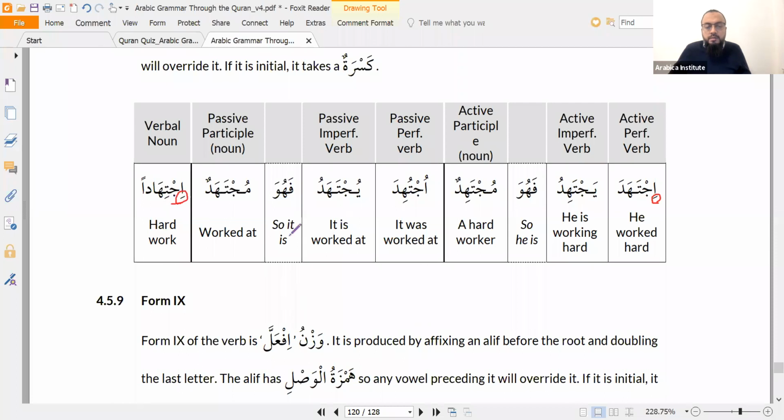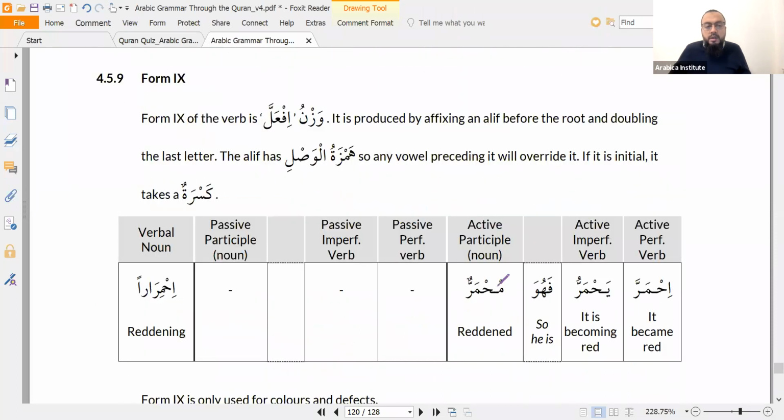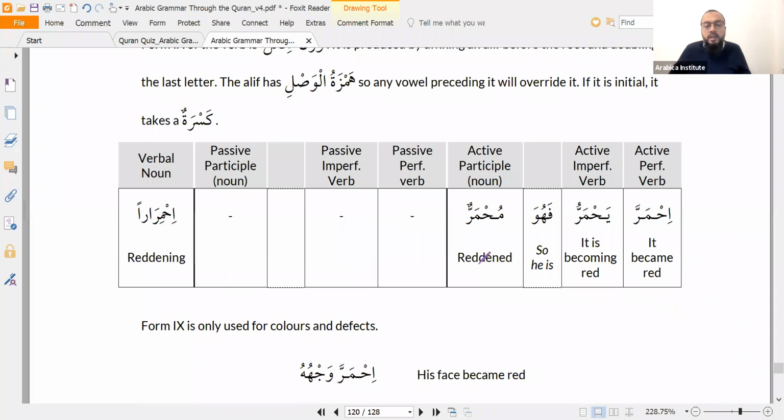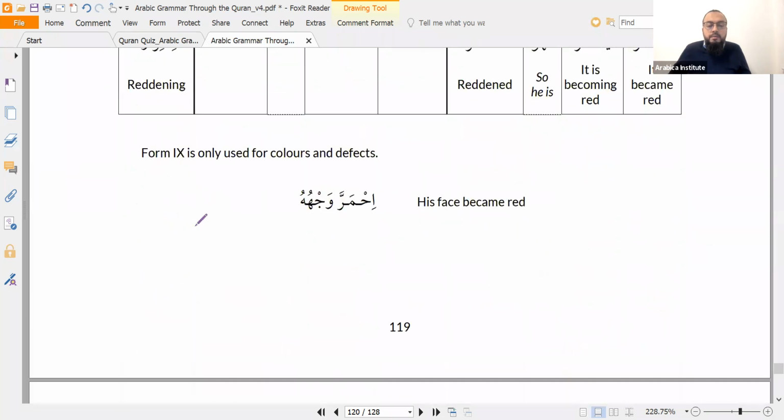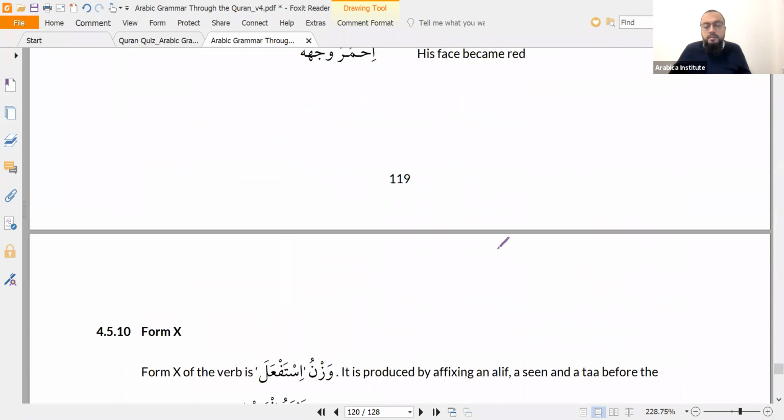Let's go to form 9. Form 9 is just for colors, and there aren't that many of them. There's a handful of colors. One is ihmarra yahmarru. Again, no hamza. To become red, to blush. So ihmarra actually means to blush or to become red. Ihmarra yahmarru fahuwa muhmarrun. No passive. Verbal noun, ihmirarun. For example, ihmarra wajhuhu, his face became red. So this form is used for colors and defects.